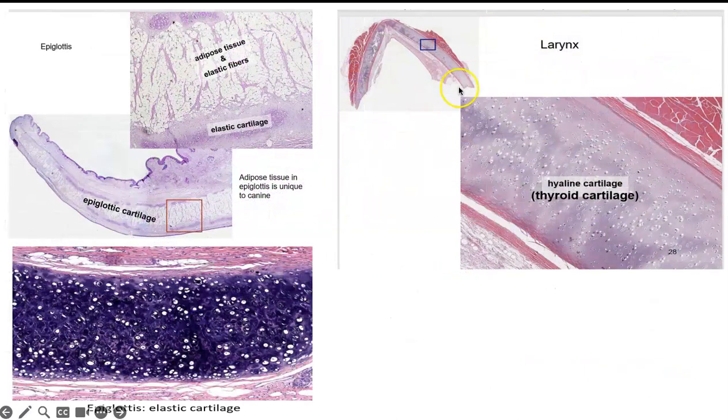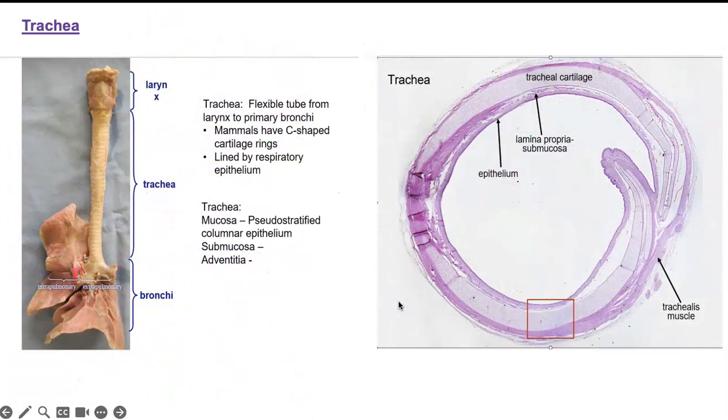So now you can see the different types of cartilage. The cartilage here is hyaline cartilage, the epiglottic cartilage right here, the adipose tissue and the elastic fiber, and also the epiglottis here. You can see also a cross section showing the elastic fiber present in the epiglottis. And one of the interesting structures is that the epiglottis of the dog usually has adipose tissue, which is unique in canine.